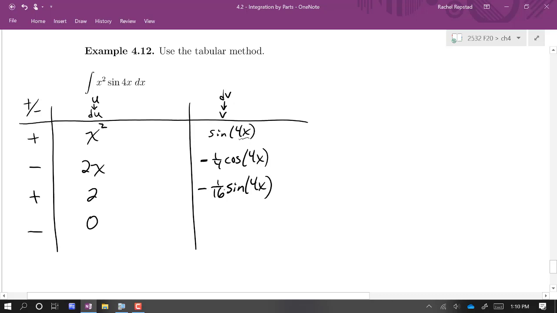And now the integral of sine again is negative cosine, and so that'll switch the sign again, flip it to a positive. We need another factor of 1/4, so we get a positive 1/64 cosine 4x. Okay, so now we're done filling in the table at this point.